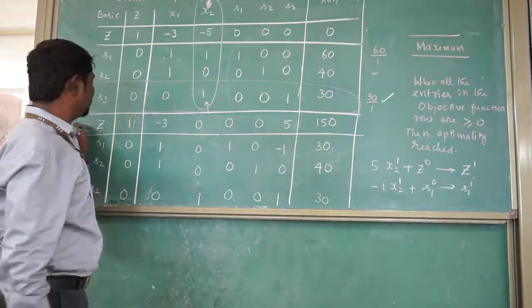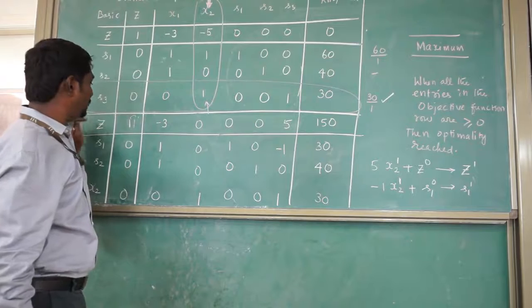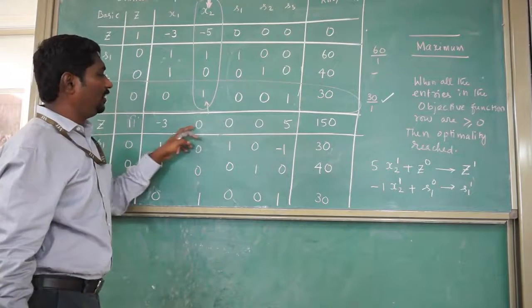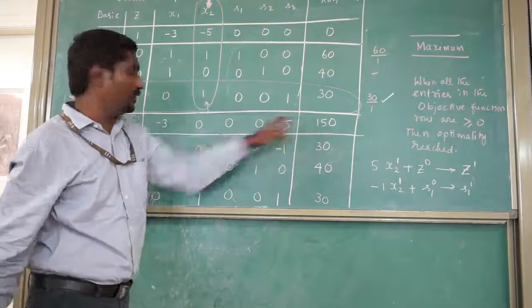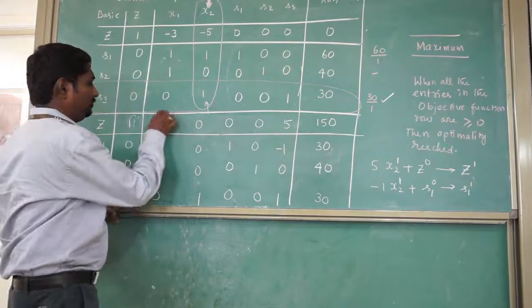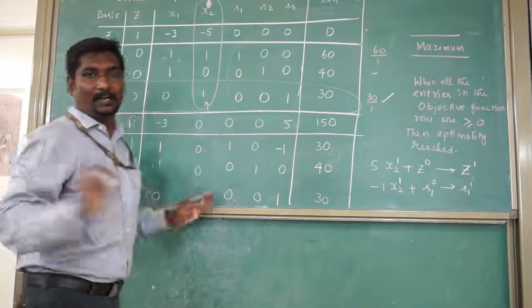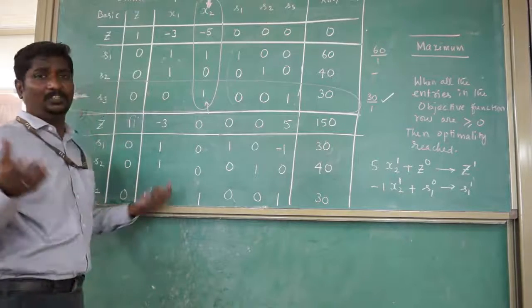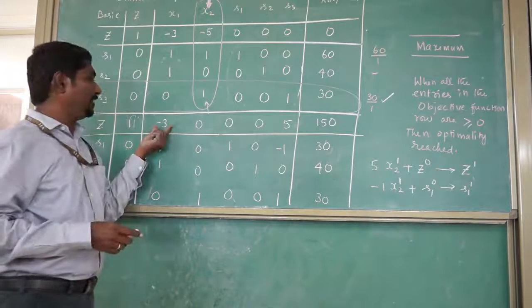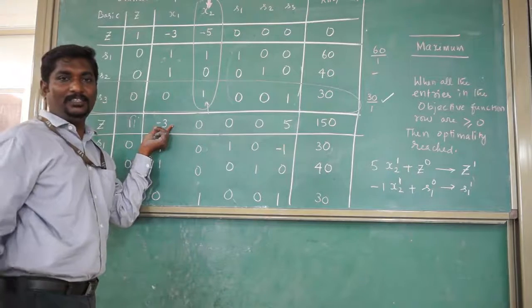Now we can check. This is the objective function row. So in this iteration, in the objective function row, do we have all entries greater than or equal to 0? No, we don't. This is a negative value. So that means optimality is not reached, and we have to iterate further. To iterate further, what do we have to do? Once again, we have to apply simplex.